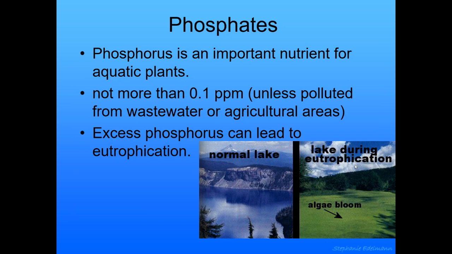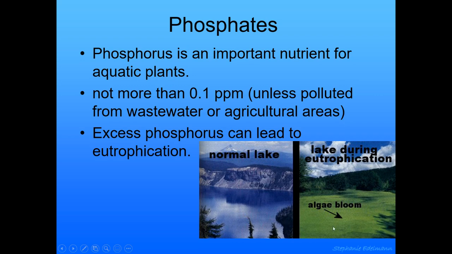Phosphorus, very similar to nitrogen, is an important nutrient for aquatic plants. But again, excess phosphorus can lead to problems. And one of the problems that we're talking about here is called eutrophication. So we're trying for phosphorus shouldn't be more than 0.1 parts per million unless it's polluted in wastewater or in agricultural areas. So this is what we're talking about when we're talking about eutrophication.